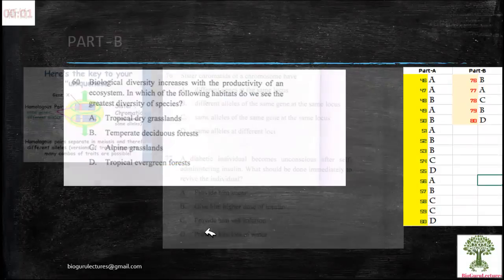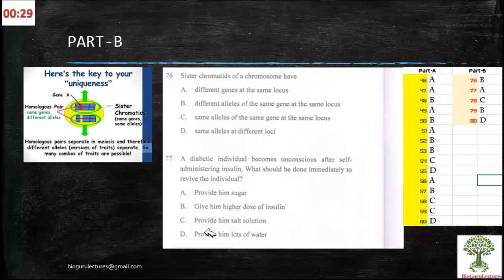Now we move on to part B. In part B, the sister chromatids of chromosomes have. Here I try to provide you an illustration. It is a gene and homologous pairs, and you can see the sister chromatids.